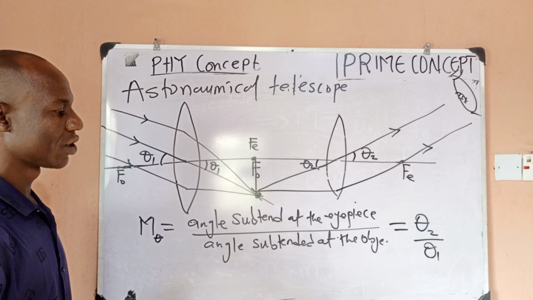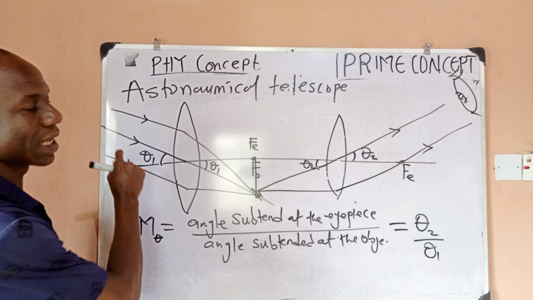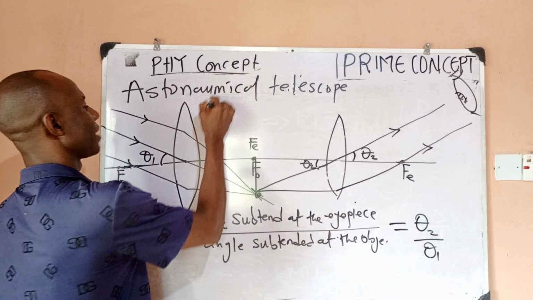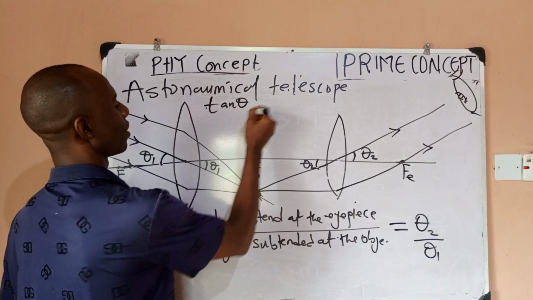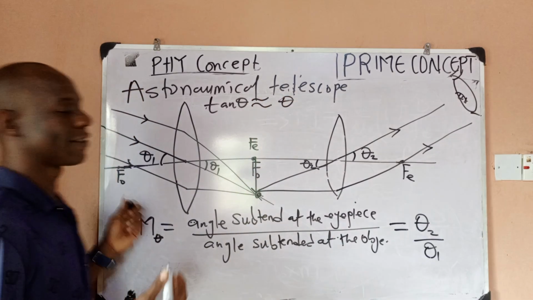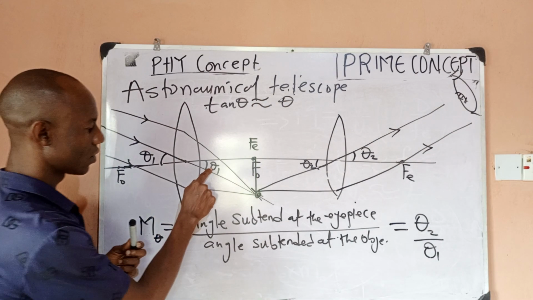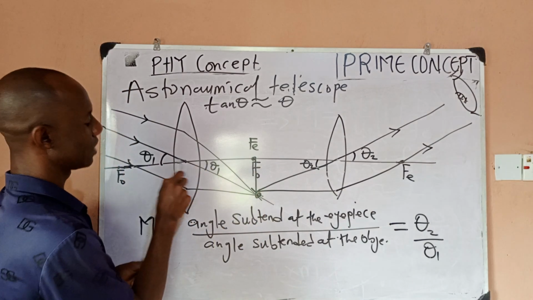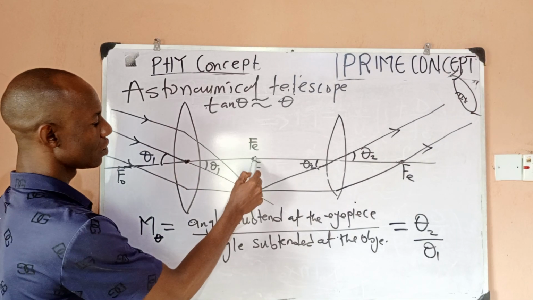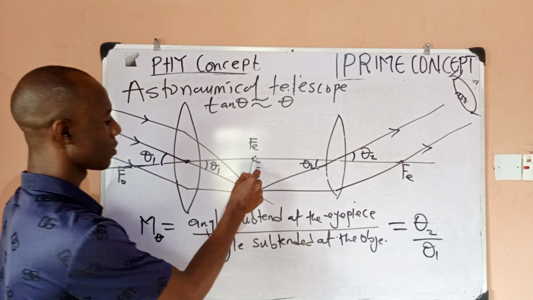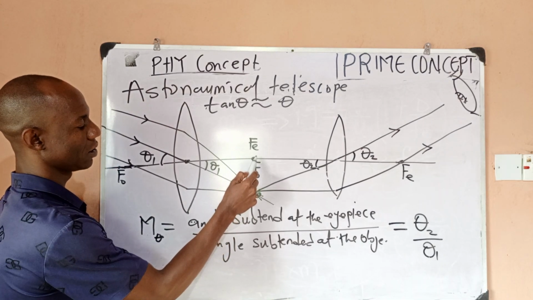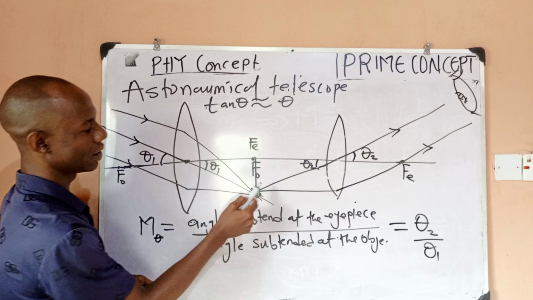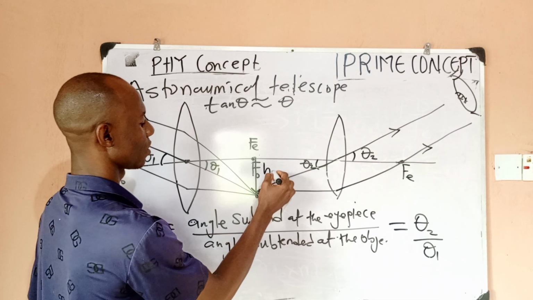Now I want to get another relationship for this, but you should note that an assumption we're making is that these angles are small. If they are small, it means that the tangent of the angles we'll be considering will be approximately equal to the angle itself. So if that is the case, I want to consider the tangent of theta 1 and the tangent of theta 2. Now, you know that the distance from this point to this point is FO, the focal length of the objective, so that this height is going to be the height of our image, which I'm going to call H.